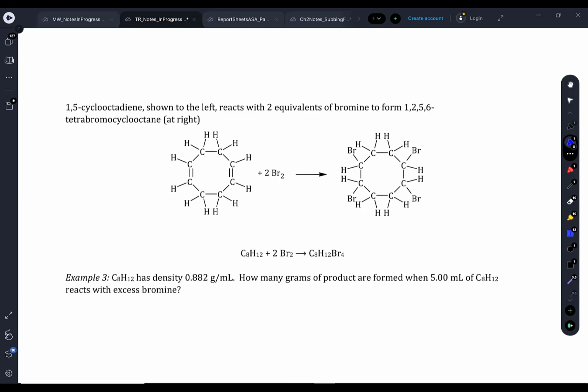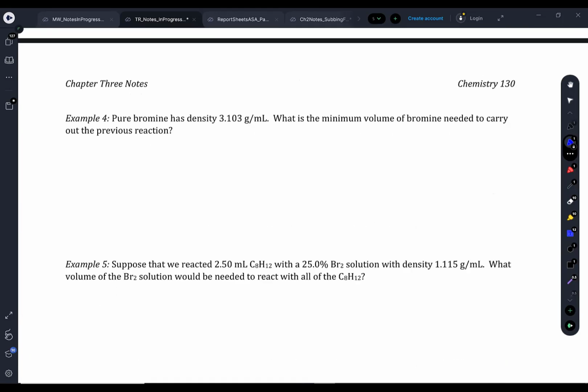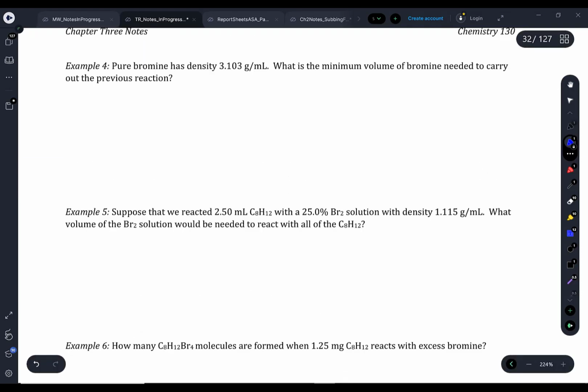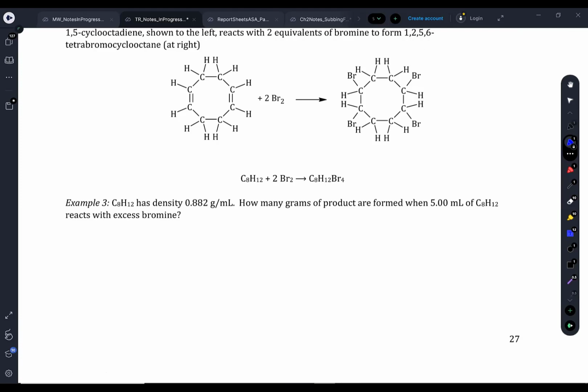I'm going to do example 3, but I will leave the rest for you to do. Wait, we're done at 350, right? Yeah, I think I have time to do this question. All right, so let's start off, first of all, by finding the molecular weight of everything.